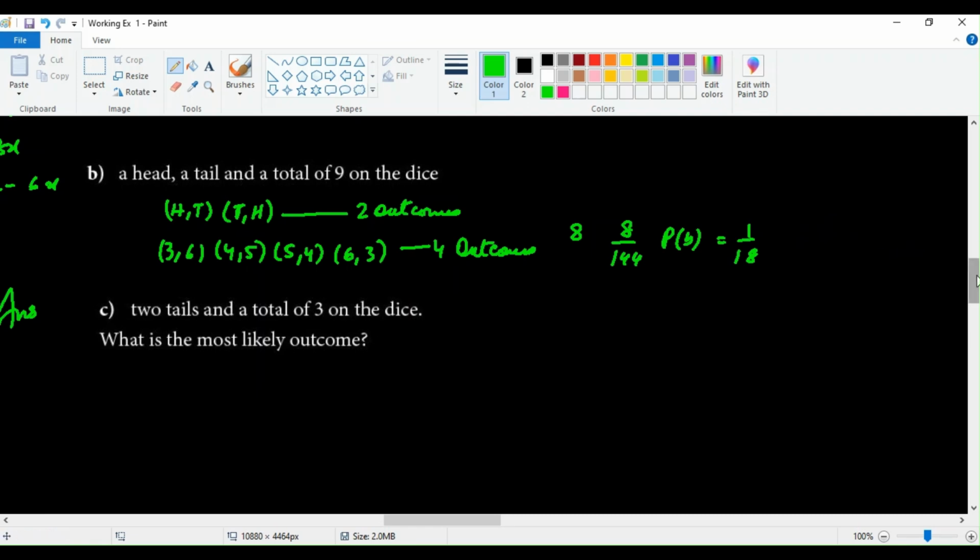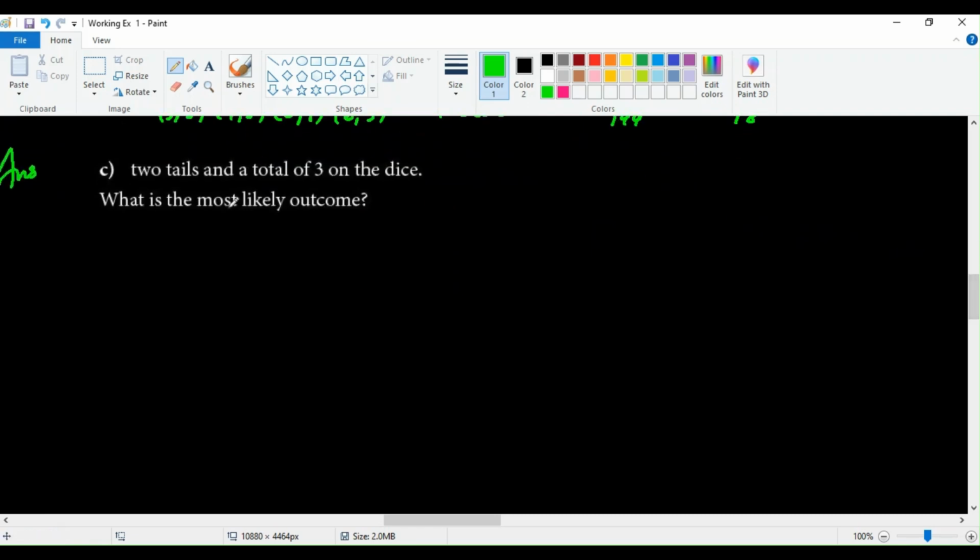Now comes two tails and a total of 3 on the dice. Now it says only one possibility is there, that is to have tail and tail. This is one outcome.